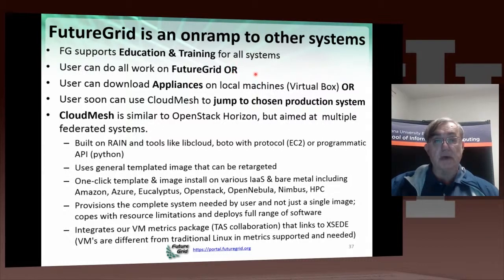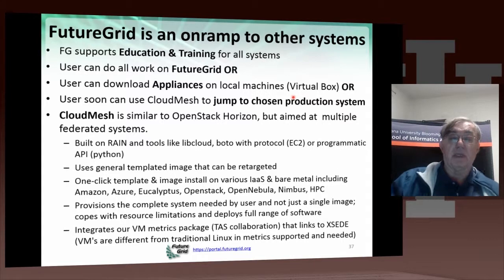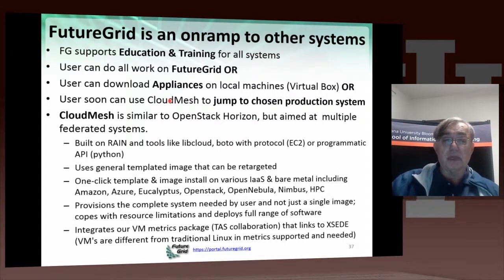It's a test environment. You can download an appliance with this technology to your local machine and run VirtualBox, or you can actually jump to a chosen production system using the cloud bursting capability of something like Cloud Mesh to access your production system. So Cloud Mesh is aimed at similar goals to OpenStack Horizon, but is aimed at multiple federated systems, not just at OpenStack and not just at a single cloud.